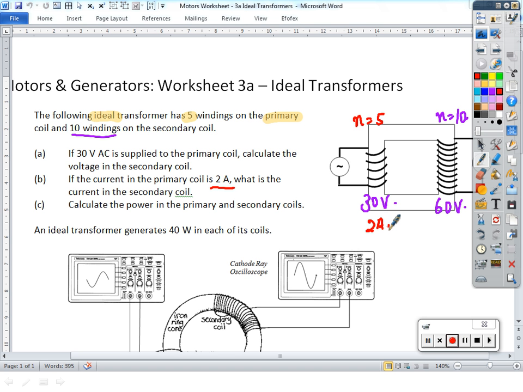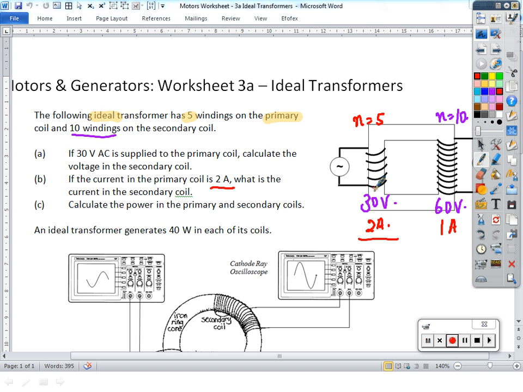You're told that in the primary coil there is 2 amps. What would be the current in the secondary coil, I ask? It's 1 amp. What must these be together when you do it? Right, you multiply them together and it's got to equal 60.